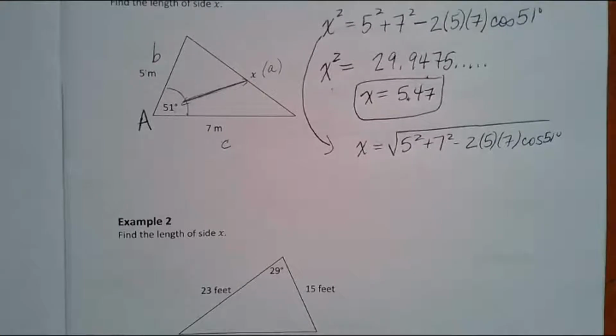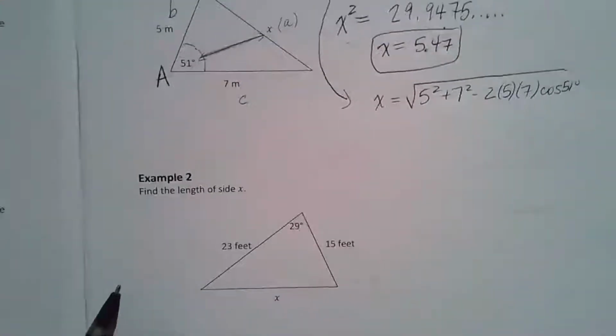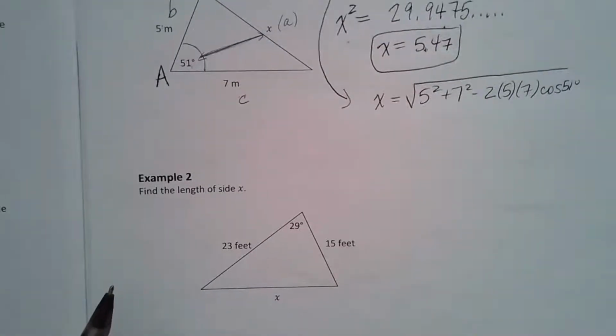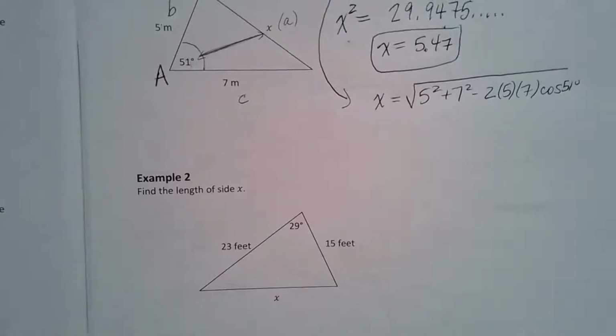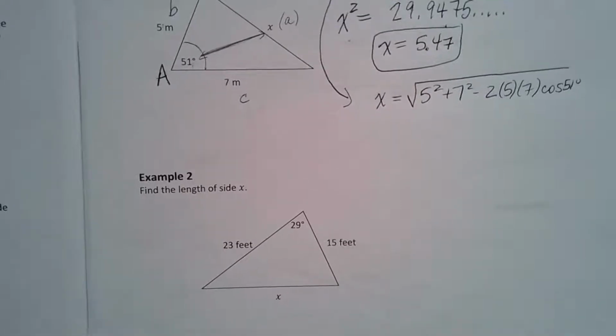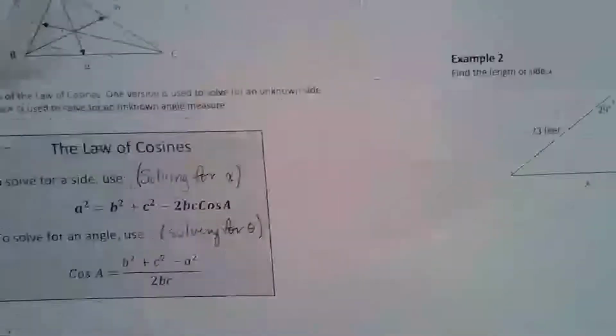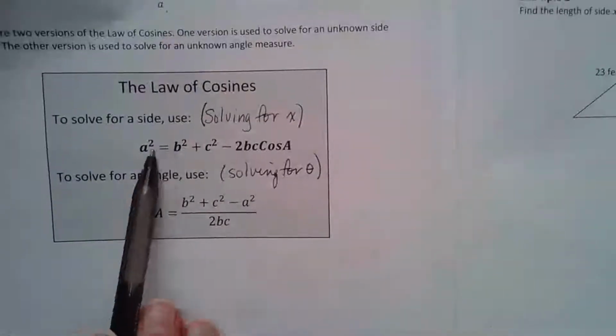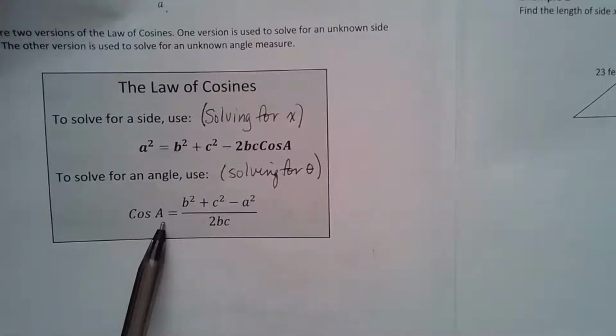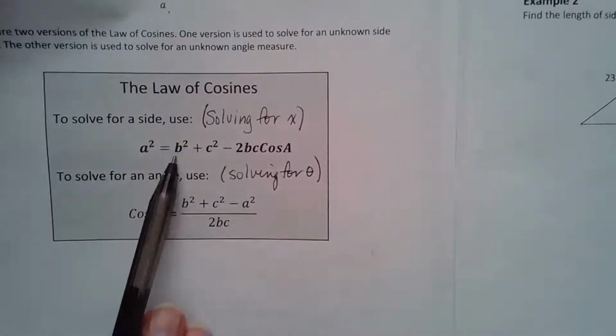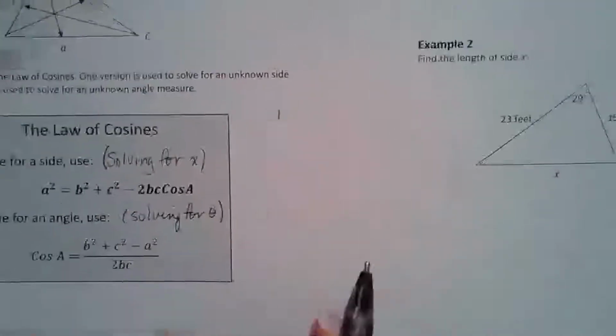All right, so when we're solving for a side, the law of cosines is maybe a little trickier than the law of sines because it kind of looks like it has 2 different versions. These are actually just the same version. This has just been manipulated to solve for an angle. This is for a side. But I just want to go back for a sec.